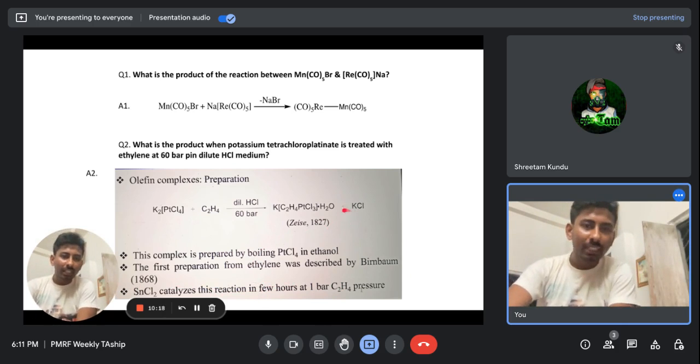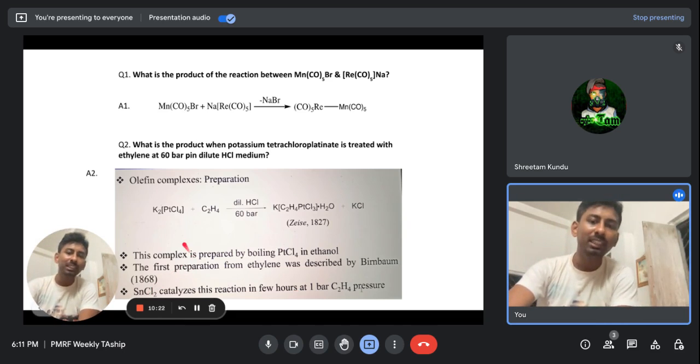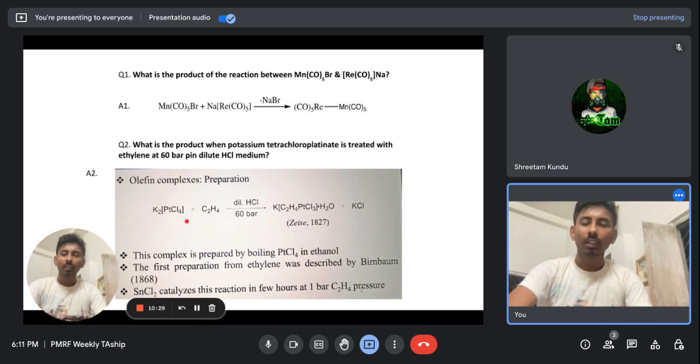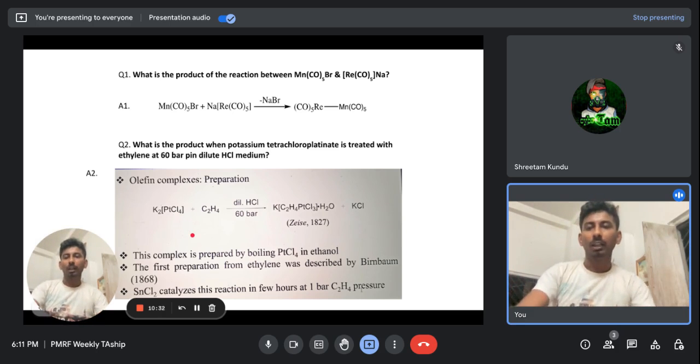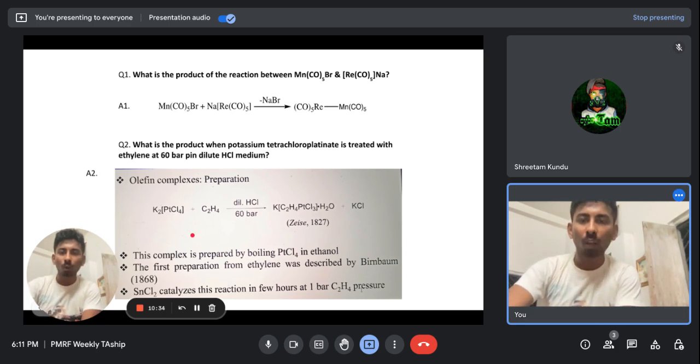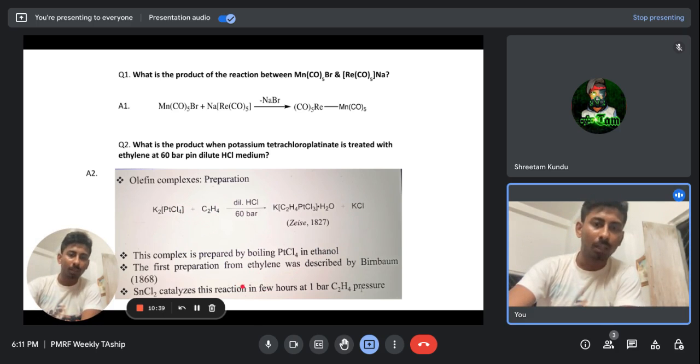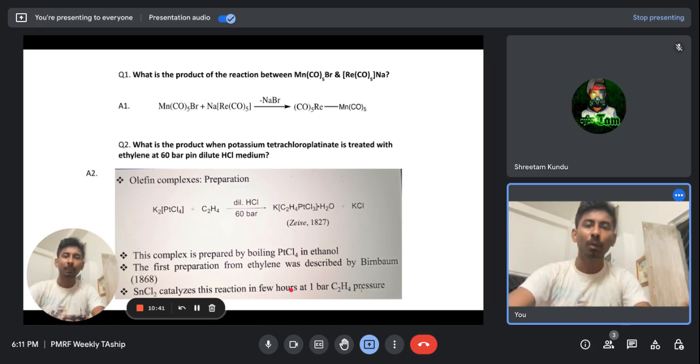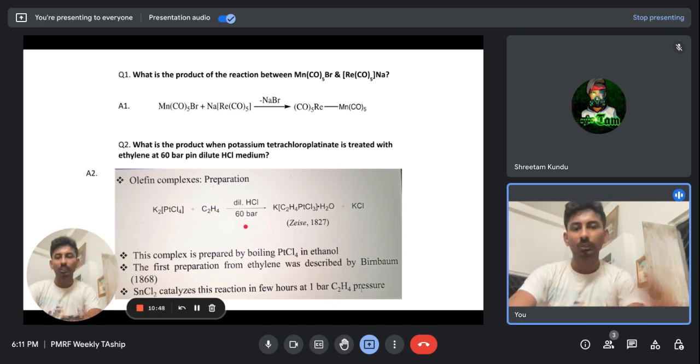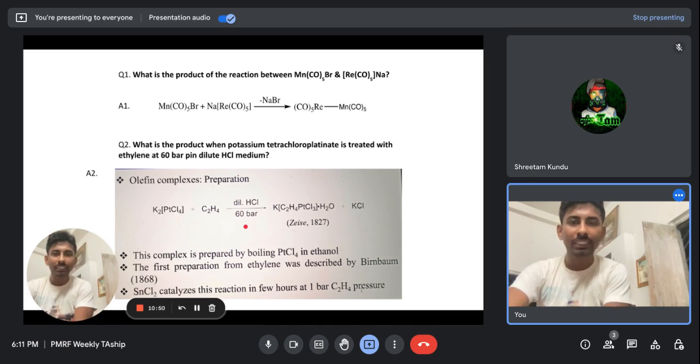What happens in this case is that AlCl3 is a very strong Lewis acid, so it helps in dragging one of the chloride atoms from this PtCl4 2- moiety. It is very efficient in dragging one of the chloride atoms from this PtCl4 2- moiety, and thus it helps in performing the reaction in a very short amount of time and at a very low pressure. It is actually atmospheric pressure, 1 bar, but the actual preparation procedure, which was first carried out by Zeise, required 60 bar of ethylene pressure.